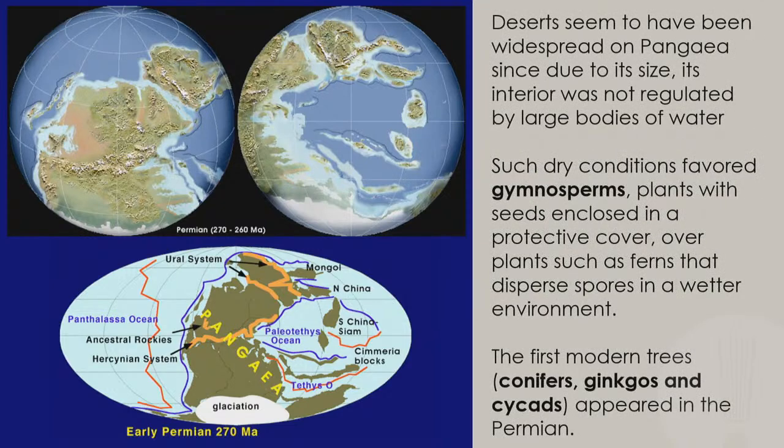Deserts seem to have been widespread on Pangea, since due to its size, its interior was not regulated by large bodies of water. Rain had a hard time making it into the interior of that continent. So such dry conditions favored the gymnosperms, plants with seeds enclosed in a protective cover, over plants such as ferns that disperse spores into a wetter environment. So as this continent starts to form, it has this impact on the direction that plant evolution goes in.